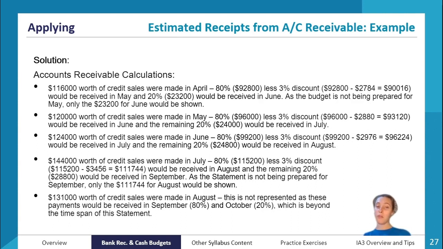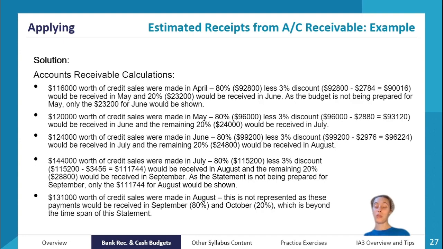There was no discount for those who paid in the second month after sale, so that's why there's no extra calculation there. Now, I like to include the sentence at the end to make sure I'm reflecting when I'm going to be recording the information and when it actually won't appear in the statements that I'm creating. So I'm recognizing here the budget is not being prepared for May, so only the $23,200 for June would be shown in the statement that I'm creating.